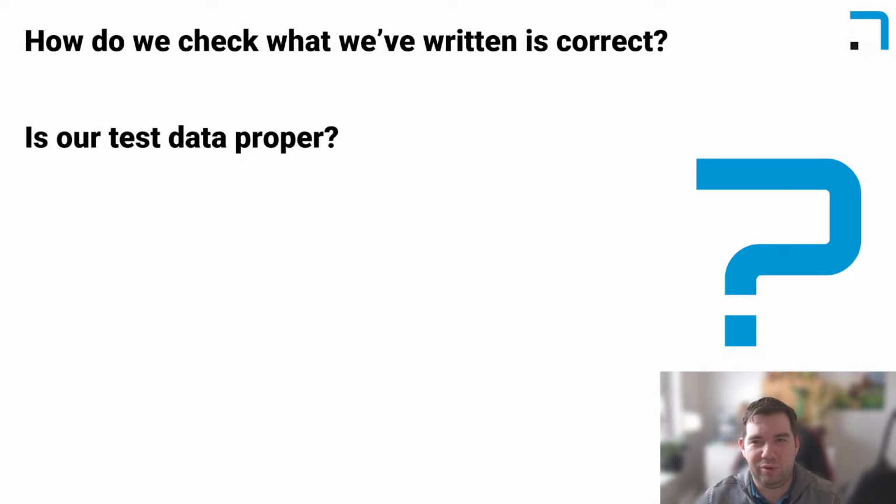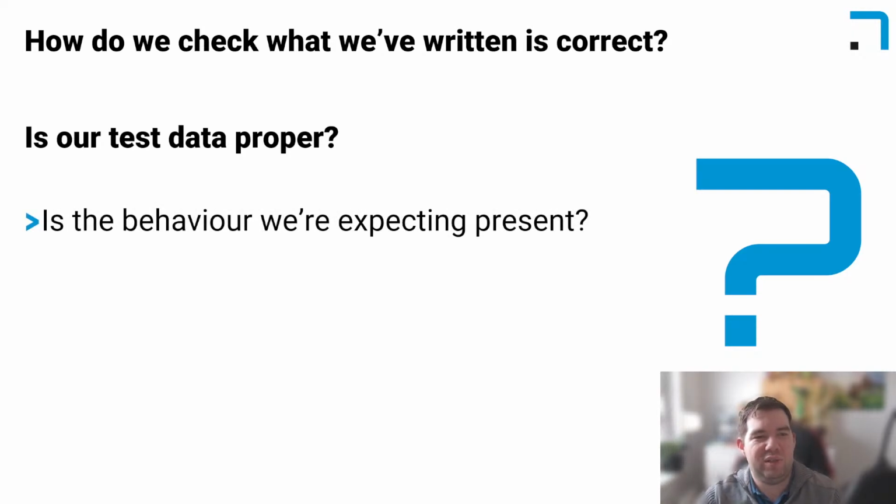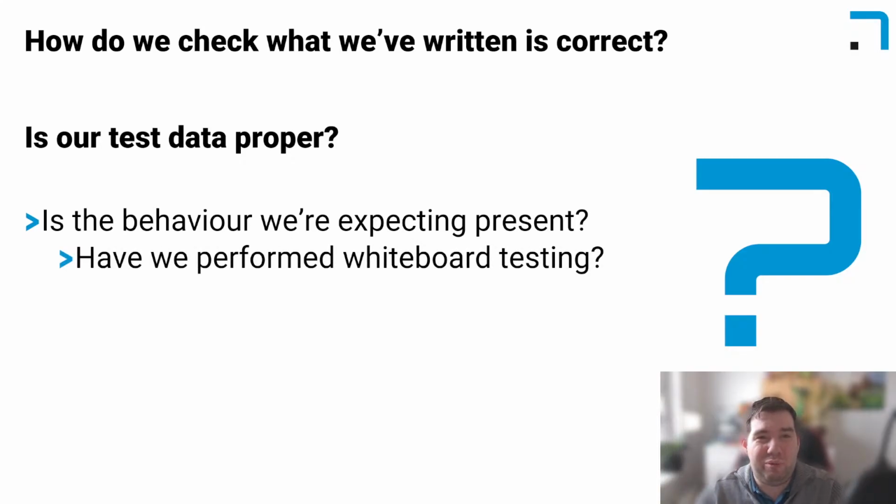And what I mean by proper is that we want to see the behavior we're expecting. We should look at our test data and make sure it includes that behavior that we want to see. If the behavior that we want to see isn't present in our test data in the first place, then we're doing something wrong. So of course, first thing, even before we've written the tests, we should look at whiteboard testing. Have we actually sat down and had a look at the process flow and said, yes, this test data is giving us the outcome that we want? Or have we just said, it looks good enough, this should probably work?